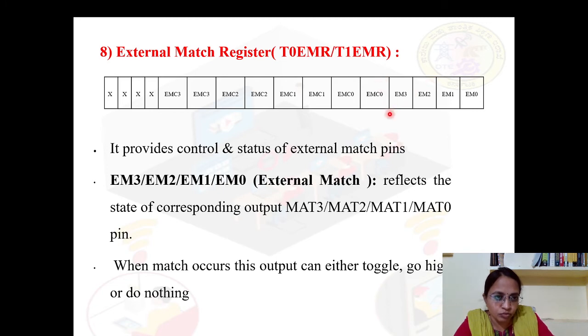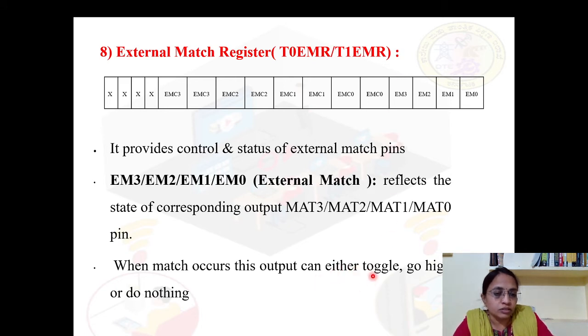So first there are 4 bits here. They are called external match bits. So what is the use of these 4 bits? They reflect the state of the corresponding output pins: match 3 output pin, match 2 output pin, match 1 output pin, and match 0 output pin. So the state of these output pins is reflected by these 4 bits. Okay. And when the match occurs, what will happen to these bits?